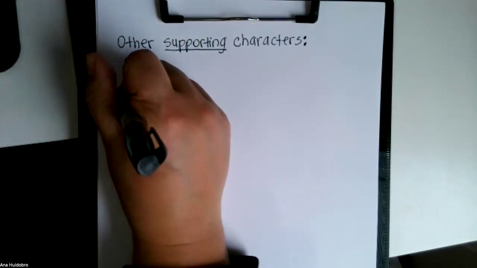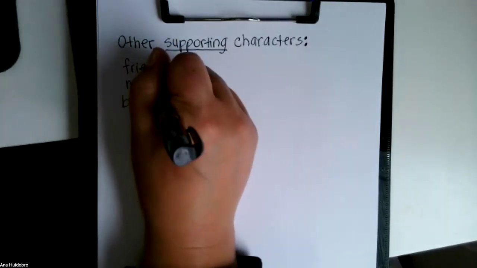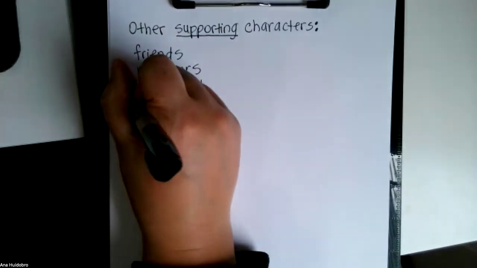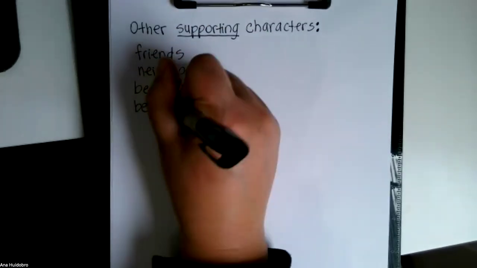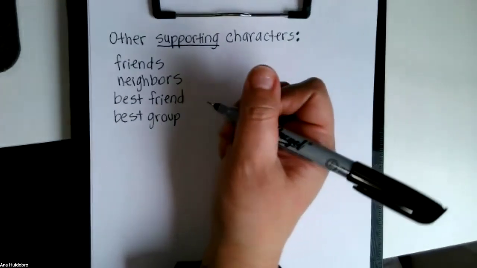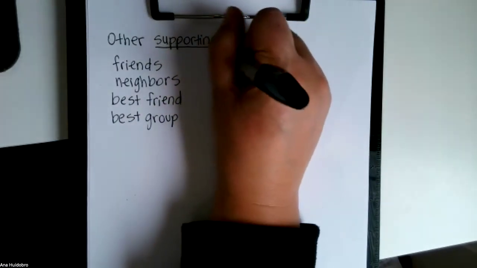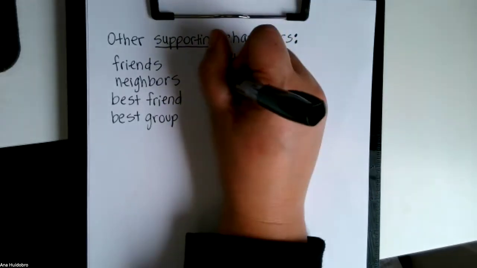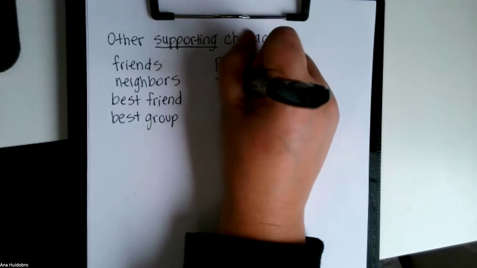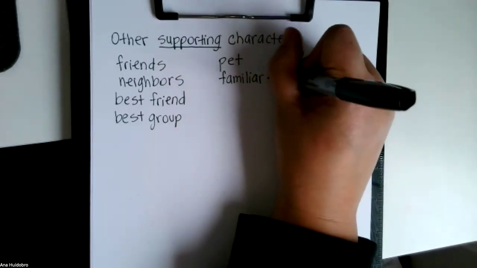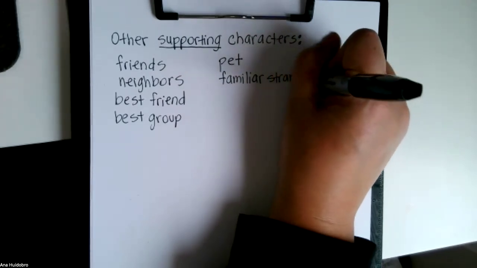You could have maybe one best friend or one best group of friends. So maybe it's the same three friends all the time. Your character could have a pet, right? Or there could also be familiar strangers, especially in kids' books and shows. In your world, you probably have familiar strangers.